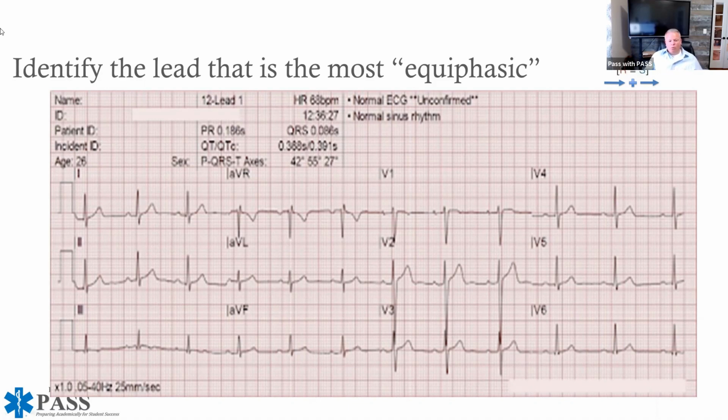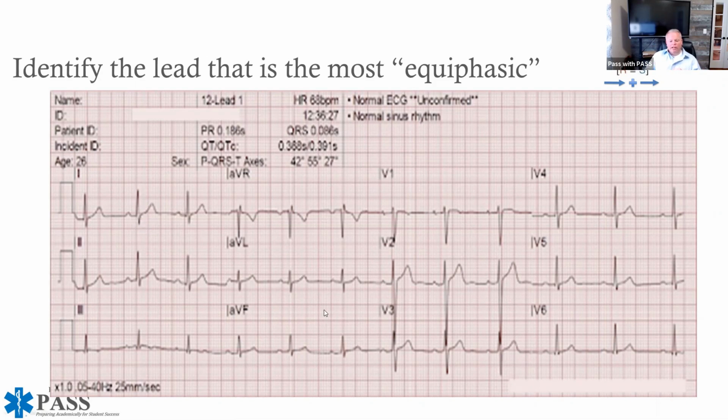If I look in lead 1, for example, my R wave is pretty tall, right? And if I were to measure it in millimeters going up, it's probably 5, 7, probably 8. And if I look at the S wave, it might be like 2 or 3. So 8 and 2, not really equal. So lead 1 would not be the one that we are looking at. And if you guys are thinking along that path, then you're on the right track.